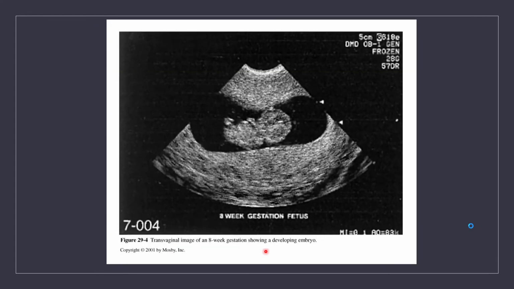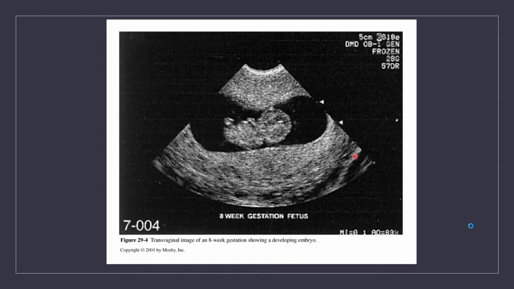Okay, here's a transvaginal image of an 8-week gestation. Now if we were doing the crown rump length, we would put the measurement here on the crown, and then the rump right there, okay? So that would be crown rump length. And because it tells us it's an 8-week gestation, and we know we add 6 to the centimeters, we could actually reverse that, and you could guess that this measurement is going to be about 2 centimeters, okay?